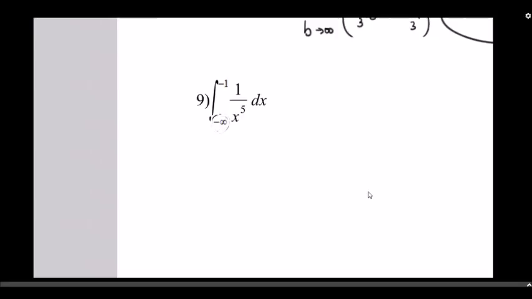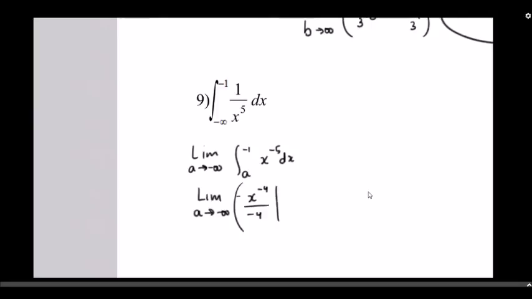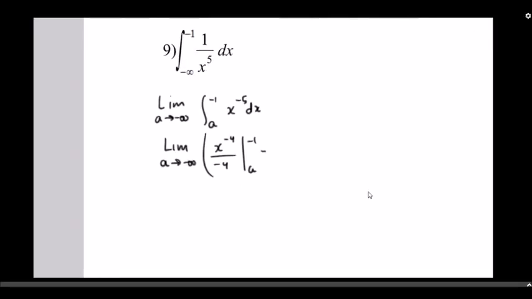Now, with this one, with the lower bound there, or the lower limit being negative infinity, we're still going to use a limit, but it's typical now to use the letter a, as a approaches negative infinity. Now we're going to go from a to negative 1 of x. I'm just going to move the exponent up so we can use the general power rule. And the antiderivative there is x to the negative 4 over negative 4. Now we're doing the theorem of calculus there from a to negative 1.